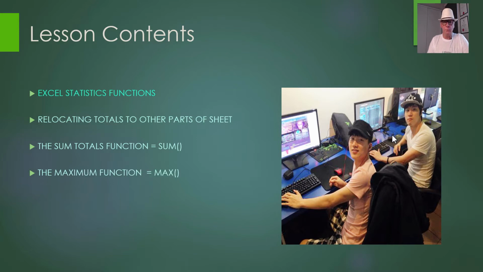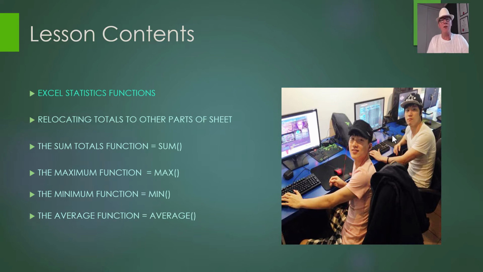All right. We're going to do the sum totals function equals sum. We're going to do the maximum function to work out maximum values, minimum function to work out minimum values, average function to work out the average of all of the values. And we're also going to look at Excel autofill for days of the week or months of the year. You can get Excel to autofill some things in to save you some typing time with its artificial intelligence. So that's a really good thing as well.